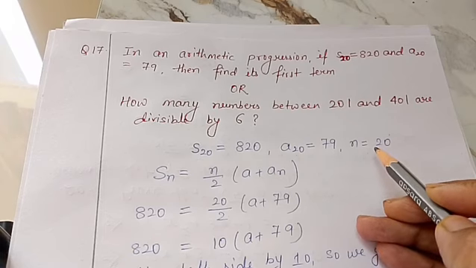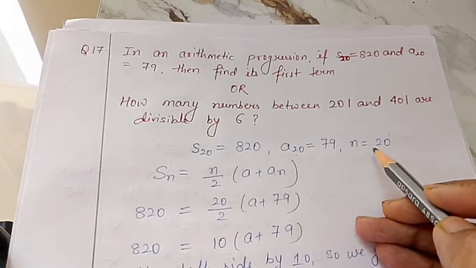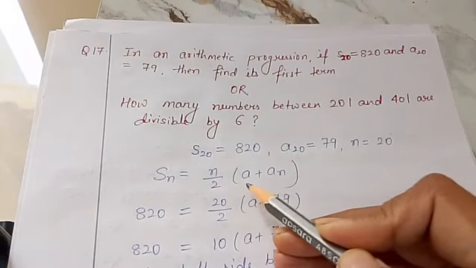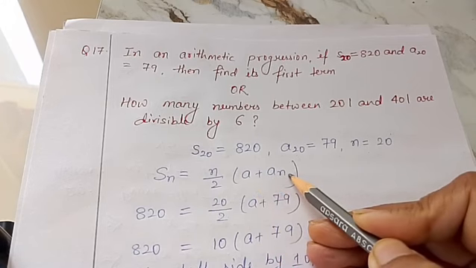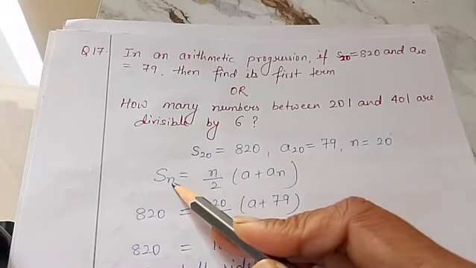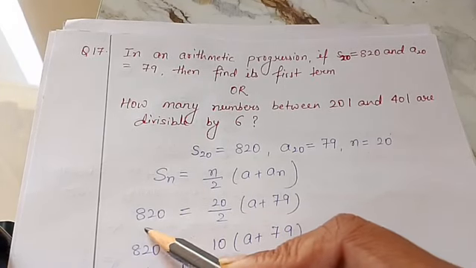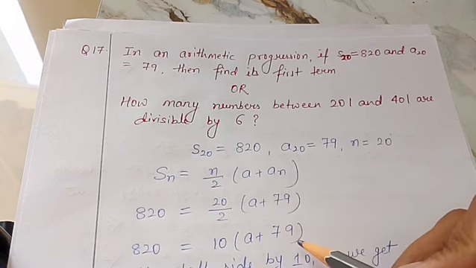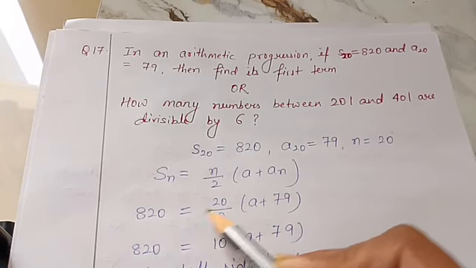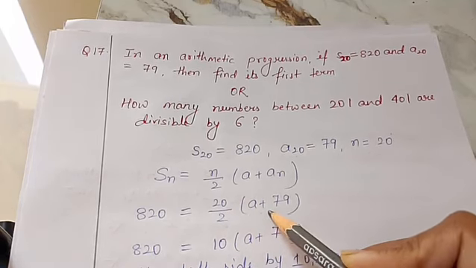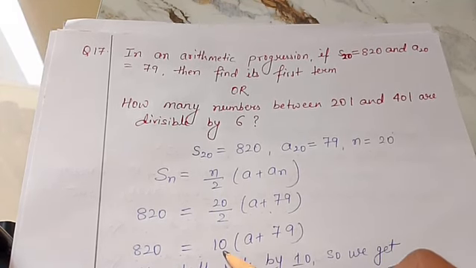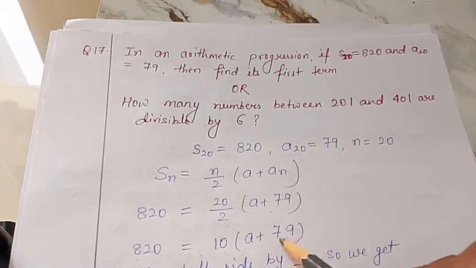We know that the formula for sum of n terms of an AP is Sn is equal to n upon 2 into (A plus An). Now substitute n is equal to 20, Sn is equal to 820 and A20 is equal to 79. Therefore 820 is equal to 20 upon 2 into (A plus 79). This implies 820 is equal to 10 into (A plus 79).